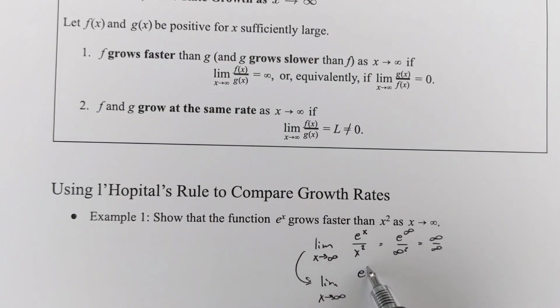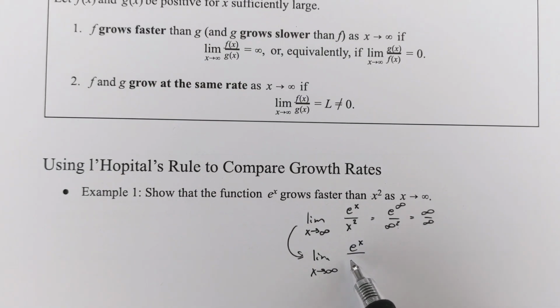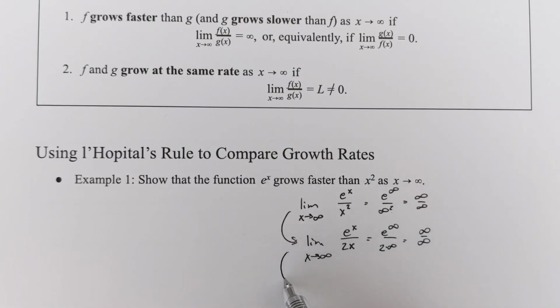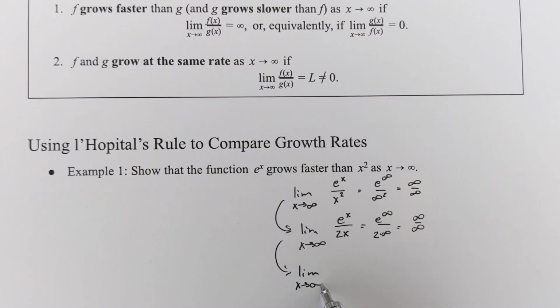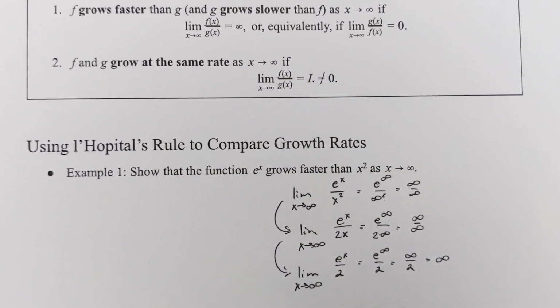So the derivative of e to the x is e to the x. The derivative of x squared is 2x, so try again. e to the infinity over 2 times infinity, so still infinity over infinity. So L'Hopital again. Limit as x approaches infinity of e to the x over 2, which is now e to the infinity over 2, which is infinity. So the top function grows faster.